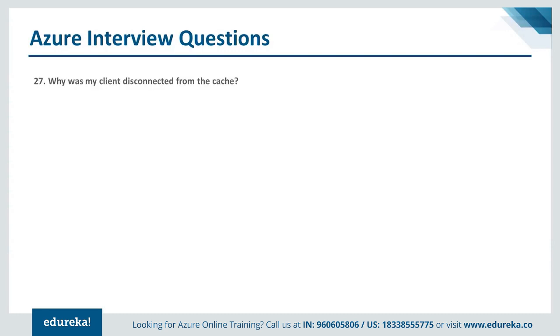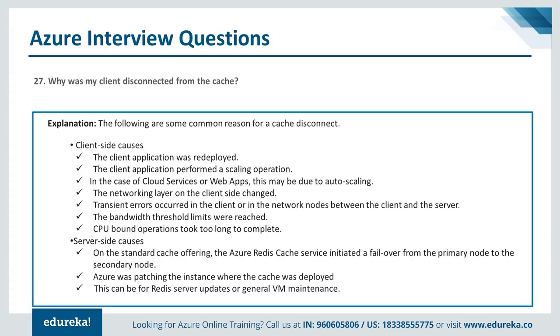Then you have another question: why was my client disconnected from the cache? The following are some common reasons for cache disconnect. Client side causes: the client application was redeployed. The client application performed a scaling operation. In the case of cloud services or web apps, this may be due to auto scaling.